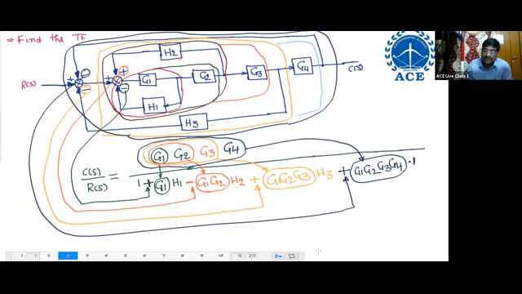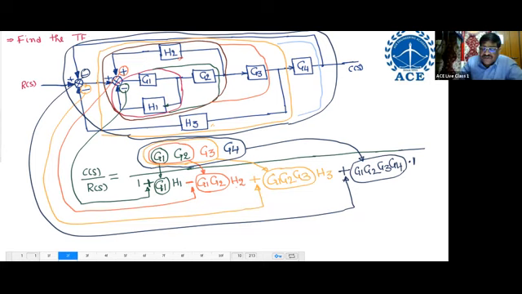Many students have written the answer correctly. Good. Okay, like this you have to solve. You practice at home.